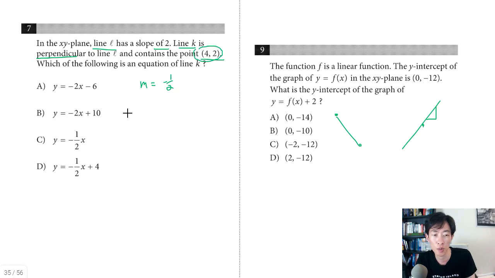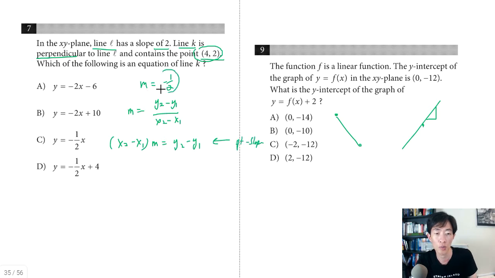We use the point-slope formula, which is really a derivation of the slope formula. Slope is rise over run, or change in y over change in x. We multiply both sides by the bottom. We get x2 minus x1 times the slope equals y2 minus y1. This is what you should have memorized as the point-slope formula. And now we know the slope, we know a point, so we're just going to plug it in, negative 1/2. Now when you plug in (4, 2), it doesn't matter whether you plug it in for x2, y2 or x1, y1, just be consistent. I'm going to do 4 minus x all times negative 1/2 equals 2 minus y.